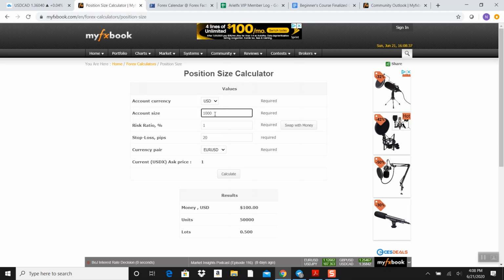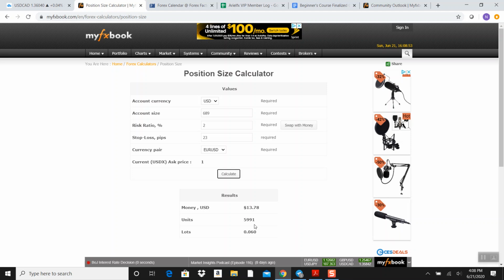Now, let's say your account balance is not a perfect amount. Let's say it's $689, and you want to risk 2%, and your stop loss is 23 pips. Euro USD, calculate it. You can use a 0.06 lot size.